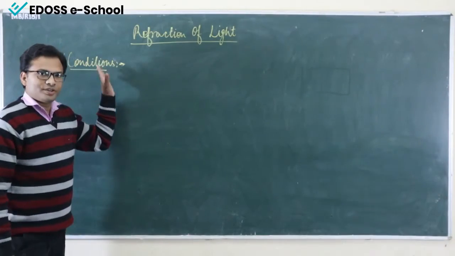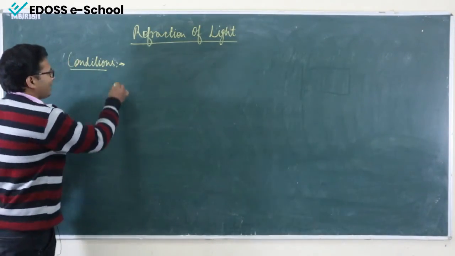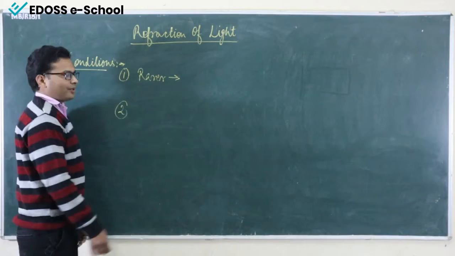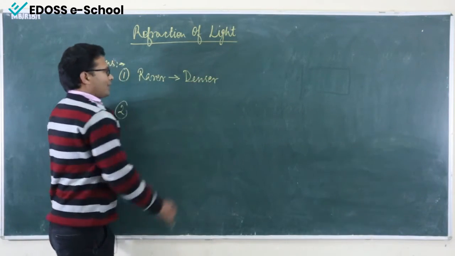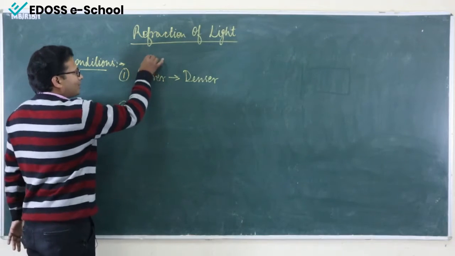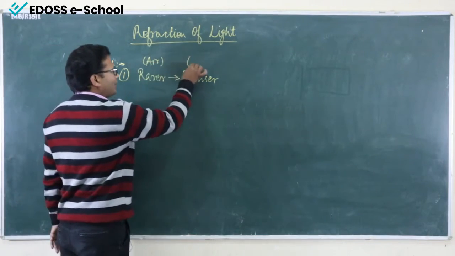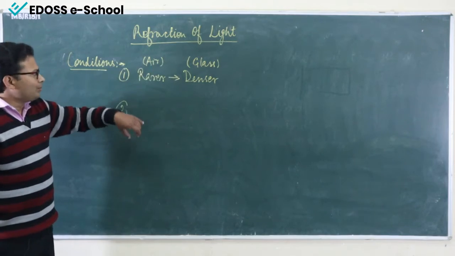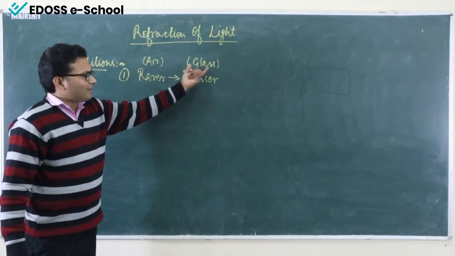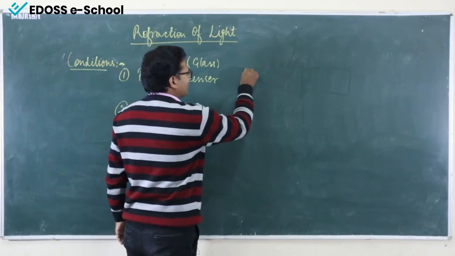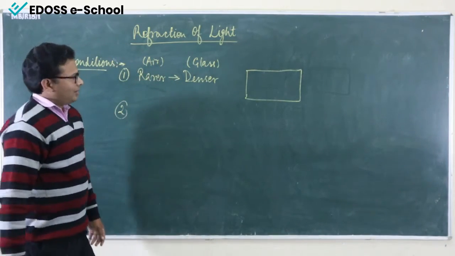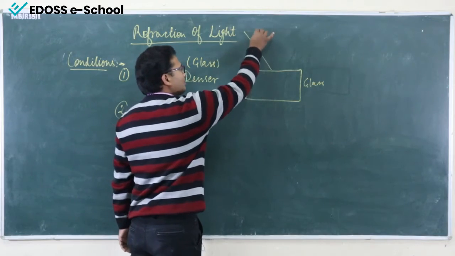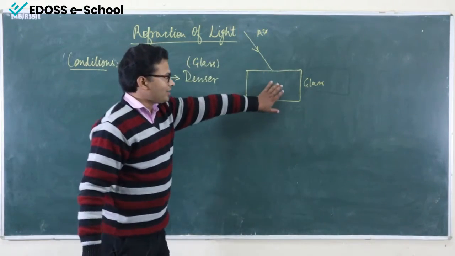Let us talk about the conditions which are required for refraction. I am pointing them as 1 and 2. First, when the ray of light passes from a rarer to a denser medium. Out of air and glass, the rarer medium would be air and the denser medium would be glass. The ray of light passes easily through air, while it is difficult for it to pass through glass. Now let us see what happens. It is a glass. The ray of light is entering from air. Now this medium is rarer and this medium is denser.